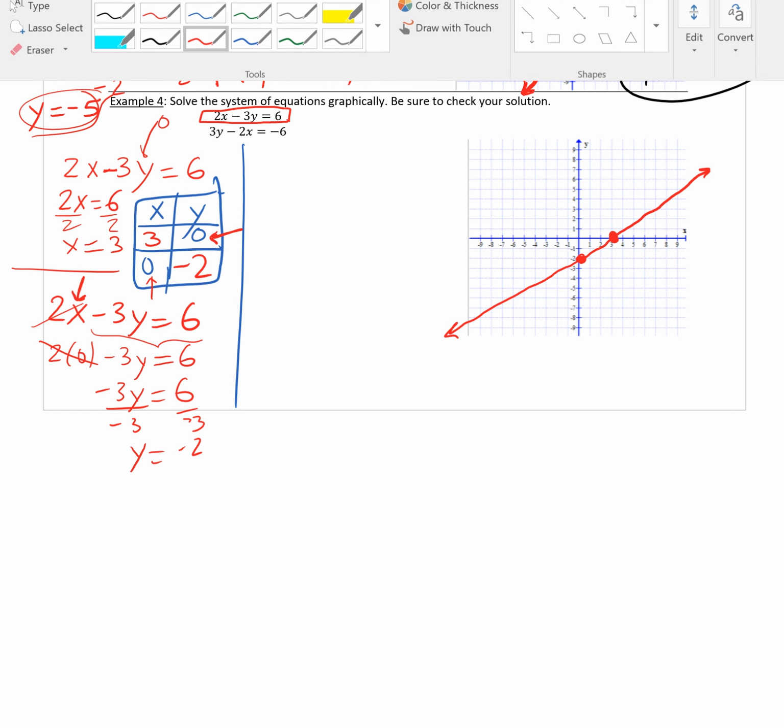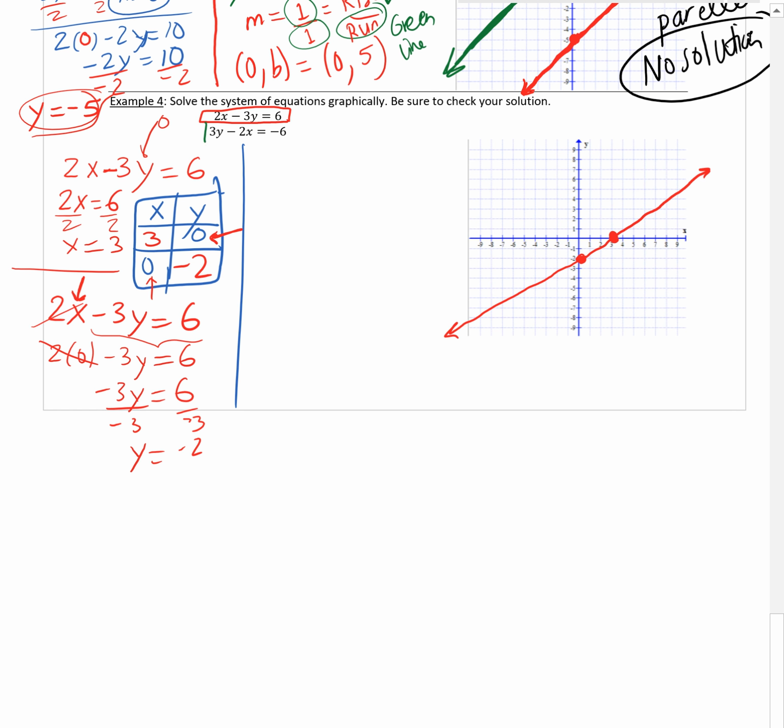Gosh, I wish that was a straight line. Oh well, let's try the other one. 3y minus 2x is negative 6. It's a good song, huh? So, doesn't really matter, but I'll do the same thing. I think it just seems easier, quicker.